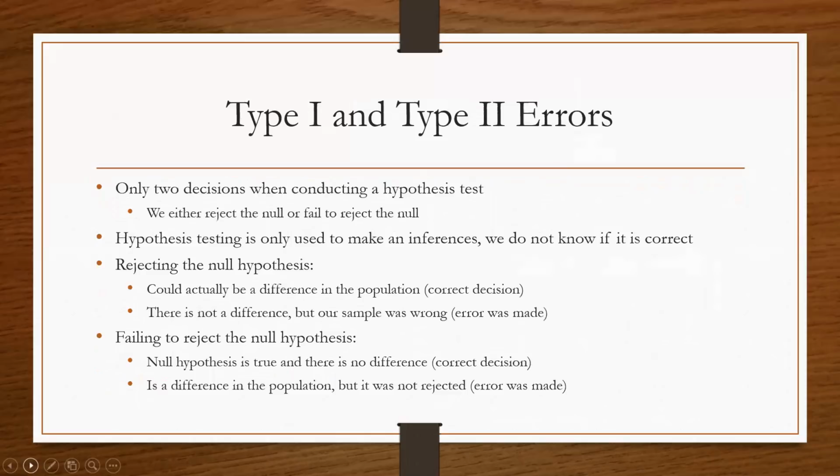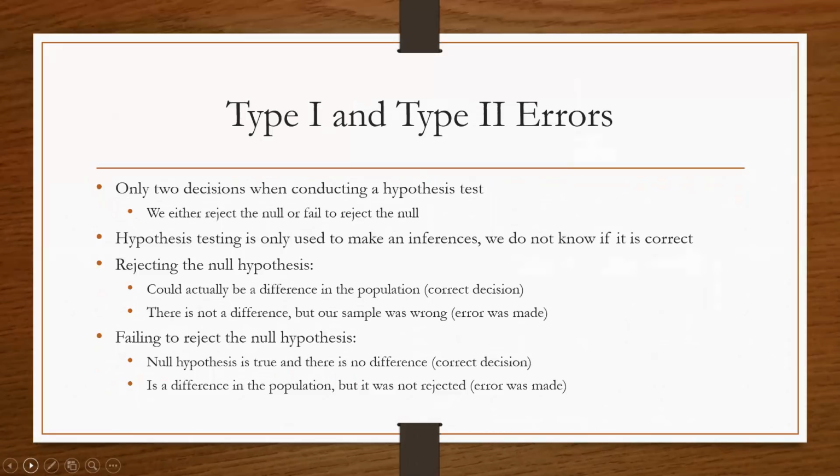All right. So we are so close to the end, guys. So type 1 and type 2 errors. Basically, when you're conducting a hypothesis test, you only have 2 real decisions. You either reject a null or you fail to reject a null. Meanwhile, a hypothesis test is only used to make inferences, so we don't actually know if it's correct or not.